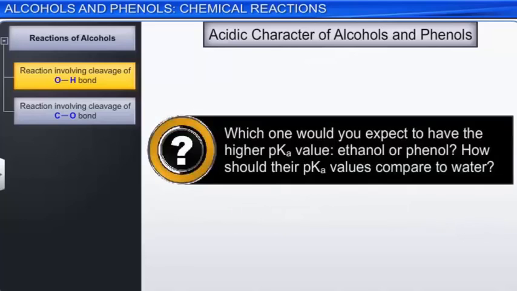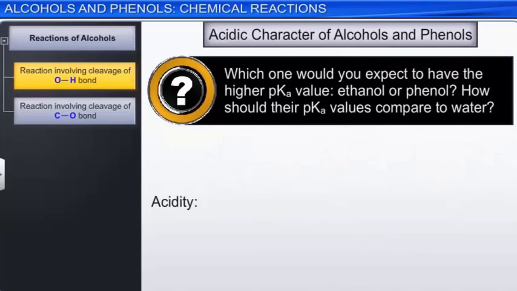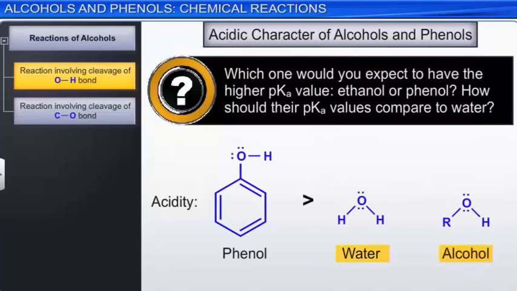Try to reason this problem out on your own. Which one would you expect to have the higher pKa value? Ethanol or phenol? How should their pKa values compare to water? You have learned that phenols are stronger acids than alcohols and water. You also know that water is a stronger acid than ethanol.